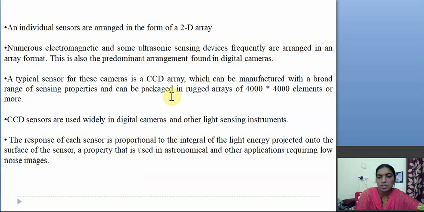CCD arrays are there and CMOS arrays are there. There is another topic, CCD versus CMOS sensors, which we do not cover here. You can see it on YouTube, and I will provide that link to you, so see how CCD and CMOS sensors work.